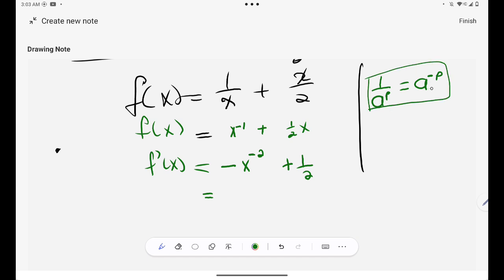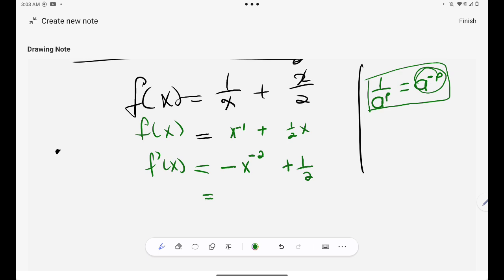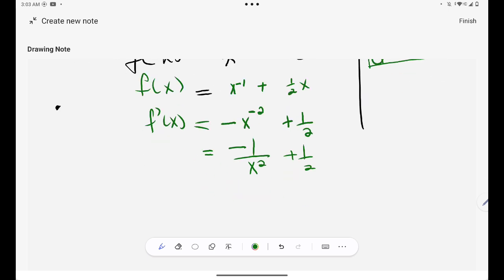Whenever I move my number from the numerator to the denominator, to write it as an exponent on this side, the sign of the exponent has to change. So I'll simply say minus 1 over x squared. I still have half there. That's my derivative. Are you together?